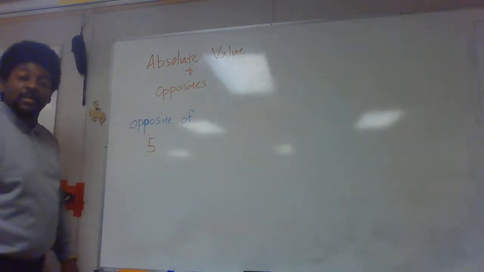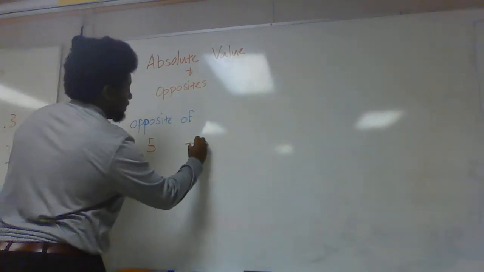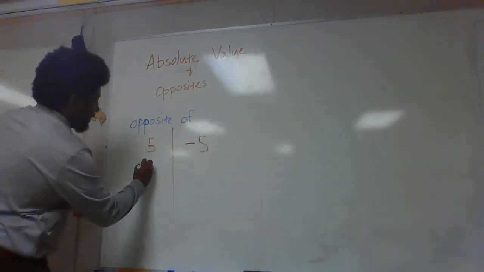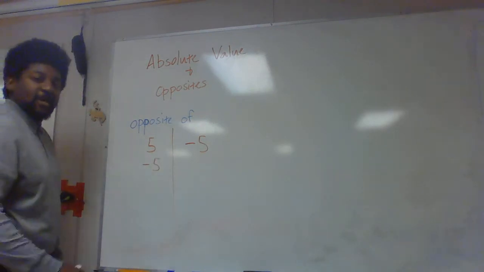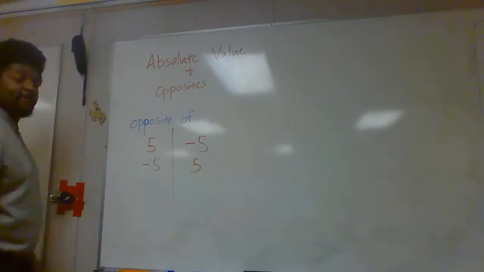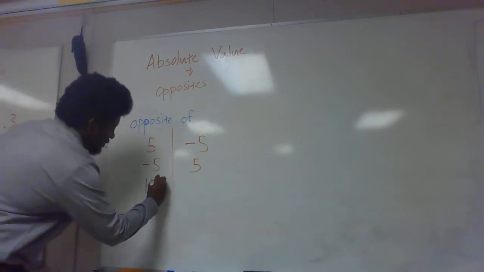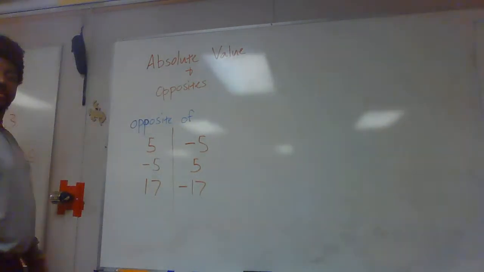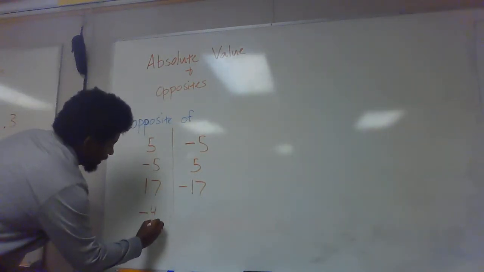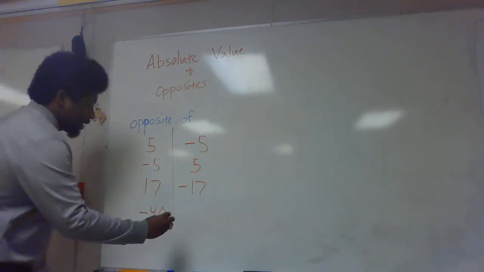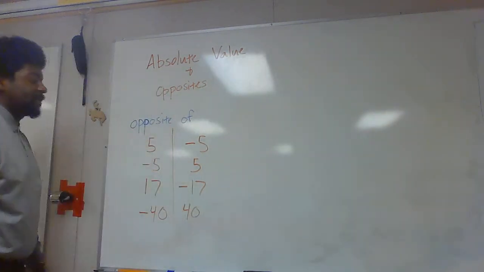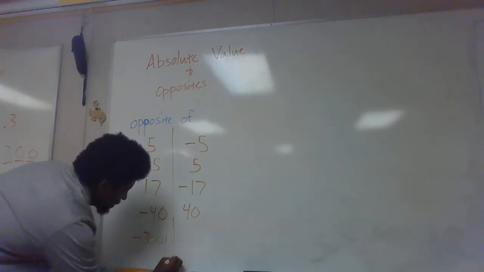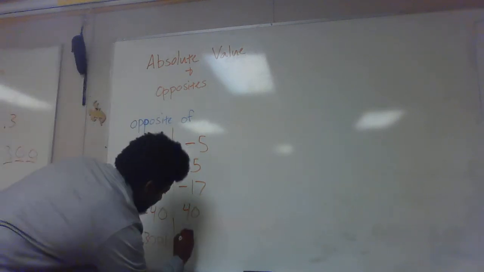The opposite of 5 is negative 5. The opposite of negative 5 is positive 5. The opposite of 17 is negative 17. The opposite of negative 40 is 40 or positive 40. The opposite of negative 3001 is positive 3001.